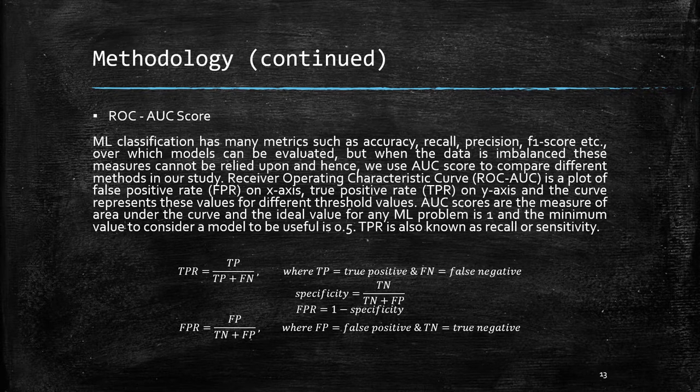Coming to the metrics that we have chosen: the dataset which we had has imbalance in the data, so it is not ideal to rely on accuracy or F1 score or precision scores. So we have chosen the ROC AUC score so that there is no bias towards the count of the target in the data.